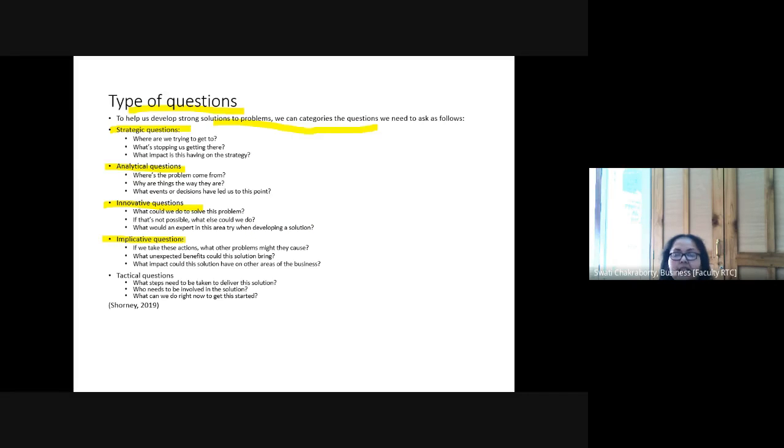Fourth category is implicative questions. If we take these actions, what other problems might they cause? What unexpected benefits could this solution bring? What impact could this solution have on other areas of the business? Fifth, tactical questions: what steps need to be taken to deliver this solution? Who needs to be involved in this solution? What can we do right now to get this started? So these are examples of the different types of questions that you can ask for each category.